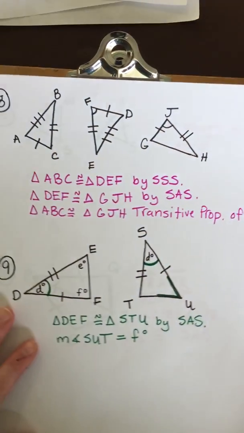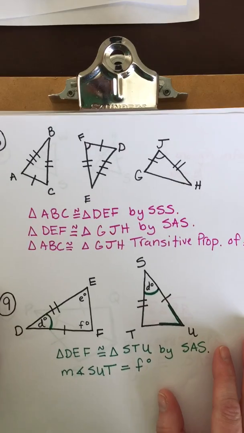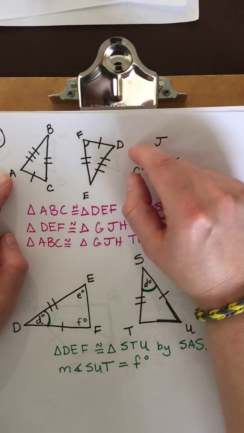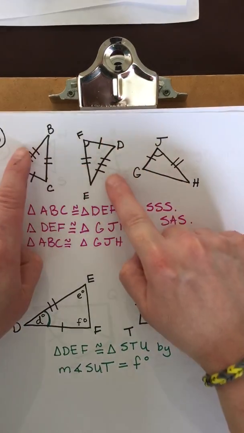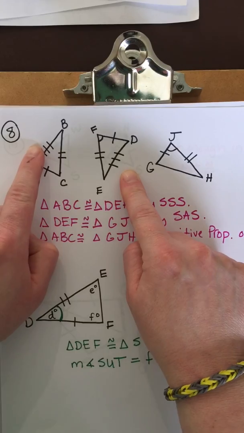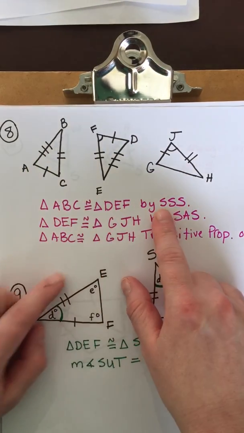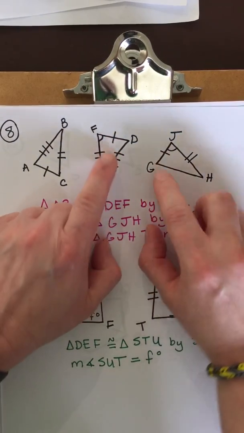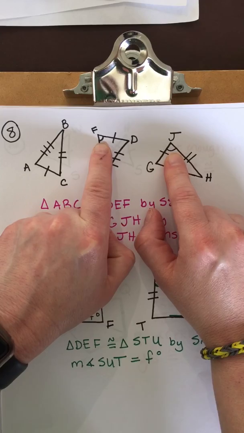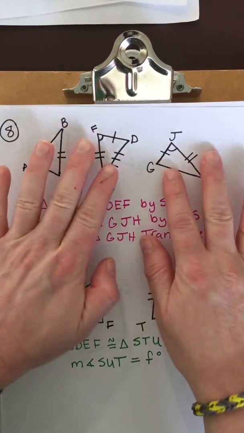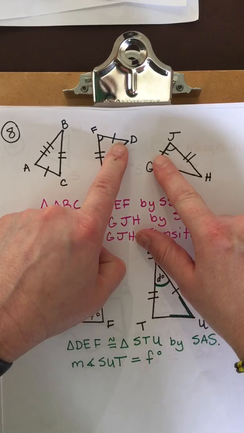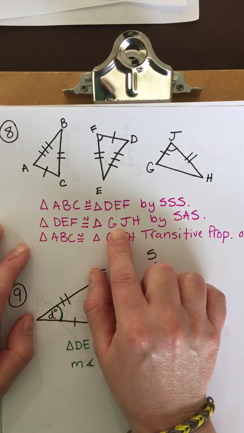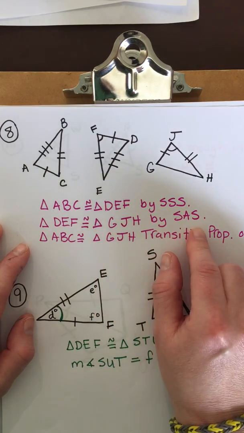All right, for number 8, we have 3 triangles to look at. So just 2 at a time, okay? So when I look at ABC and DEF, I notice we have 1, 2, 3 pairs of congruent sides. So are those triangles congruent? Heck yeah, they're congruent by side, side, side. And now let's look at these 2. Now we don't have 3 pairs of congruent sides, but look, 1 tick mark, 1 arc mark, 2 tick marks. These triangles are congruent. How are they congruent? Side, angle, side. So I can say that triangle DEF is congruent to triangle GJH by side, angle, side.